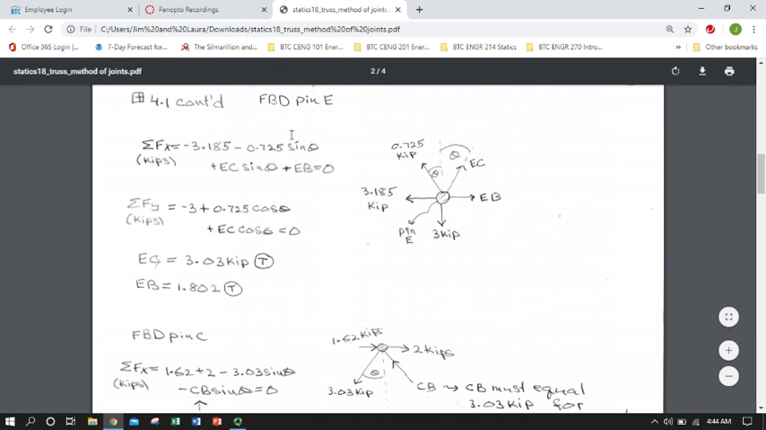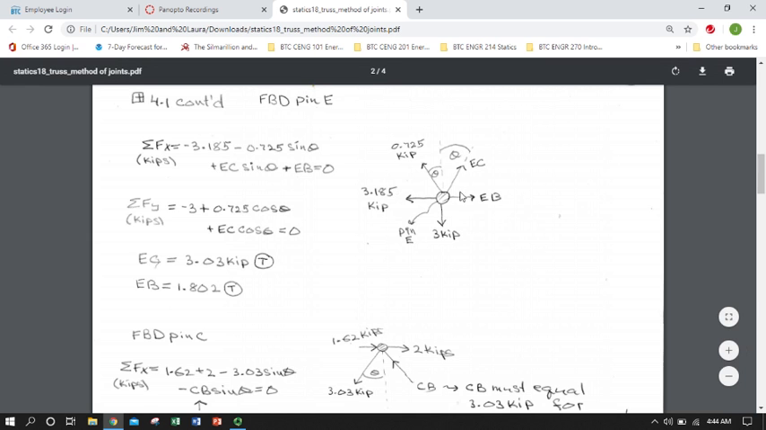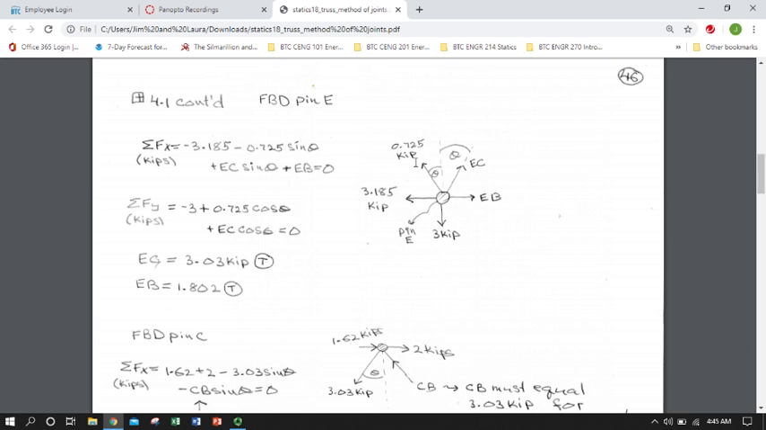Otherwise, we'd be putting our members into bending, which is not allowed. They cannot support it. Okay, FBD for pin E. So we have two that we're carrying over. We have DE, which we just solved for at 0.75, and that's positive, shown here in tension, and the 3.185 for AE that we solved in our joint A FBD.